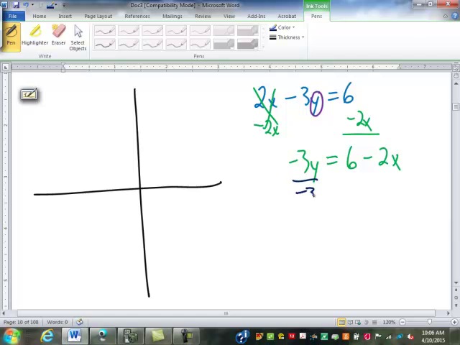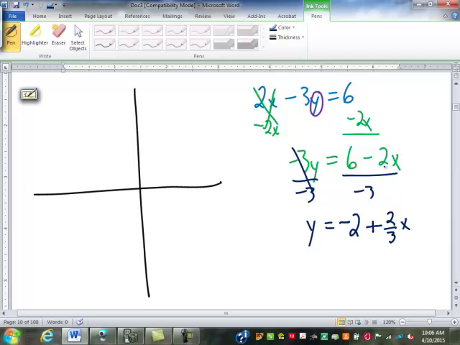Can't combine them. Then what do we need to do? Divide by negative 3. So that's gone. So we've got just y there. And again, when we multiply or divide, we have to do it to every piece on each side of the equation. So 6 divided by negative 3 is negative 2. Negative 2x divided by negative 3. Well, negative divided by negative is going to be positive. So then 2 divided by 3 is just going to be 2 over 3, or 2/3 x.